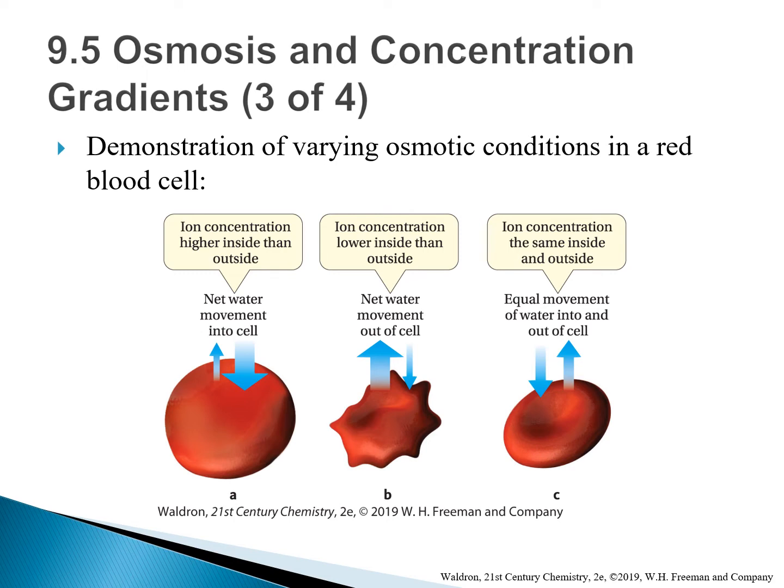Figure B shows the opposite situation. The initial concentration of ions inside is lower than the concentration of ions outside. In this case, water travels from inside to outside, and a shrinking, dehydrated cell is left behind. For comparison, Figure C shows a cell with equal ion concentrations on each side of the cell membrane.